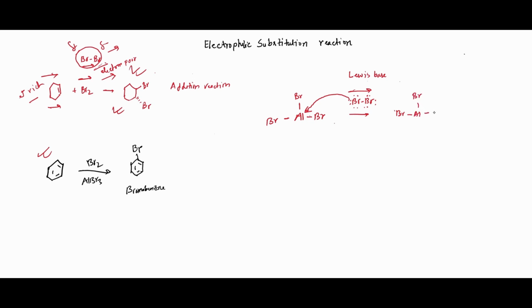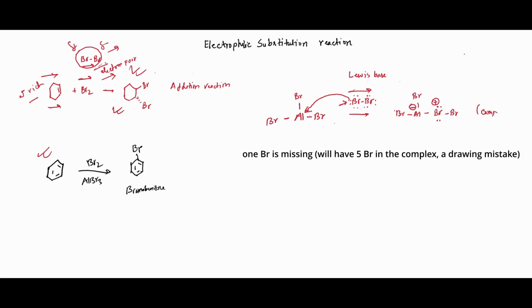So we are forming a complex where we have this bromine. Obviously, one of these bromine atoms is donating electrons, so it will have this positive charge on it. And as the aluminum is accepting electrons, it will get this negative formal charge on it. And we already have another bromine here. So we form this complex which can act as the source of this positively charged bromine atom.